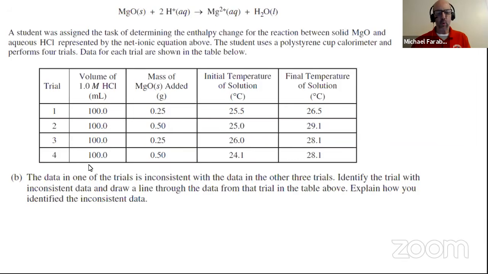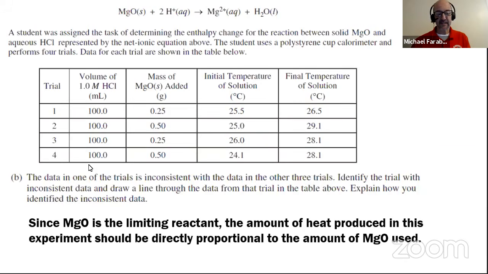So which of these 4 trials is inconsistent? And we do have to explain how we identify the inconsistent data. Now in part A, we discovered that MgO is a limiting reactant.